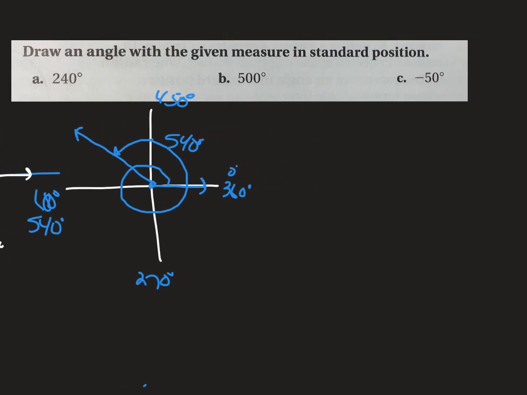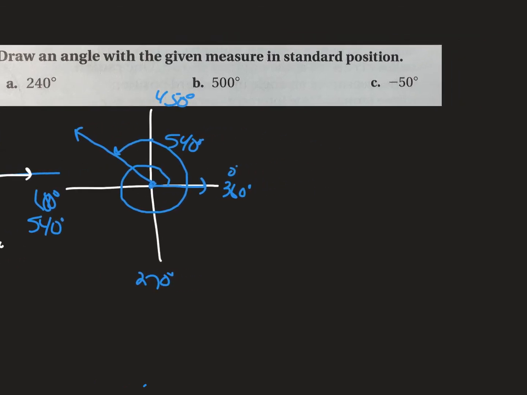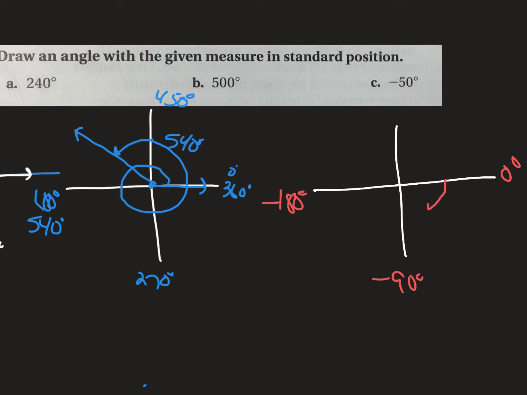Okay, let's look at this last one, part C. Doing the same thing. Negative 50 degrees. Now, when you do a negative angle, the only difference is it's going to go the opposite direction. So that's 0 degrees. This is negative 90. I'm going this direction. So if I'm going to go negative 50, I'm going a little more than halfway to negative 90 and draw my angle right there.